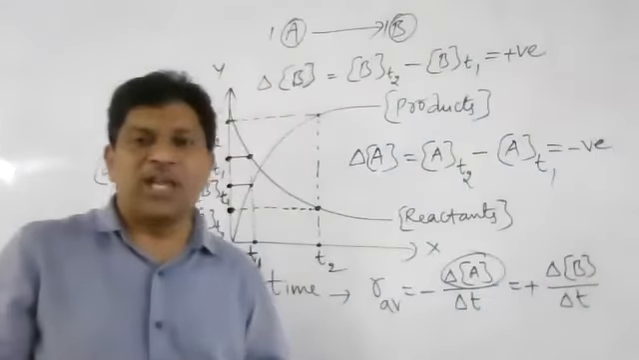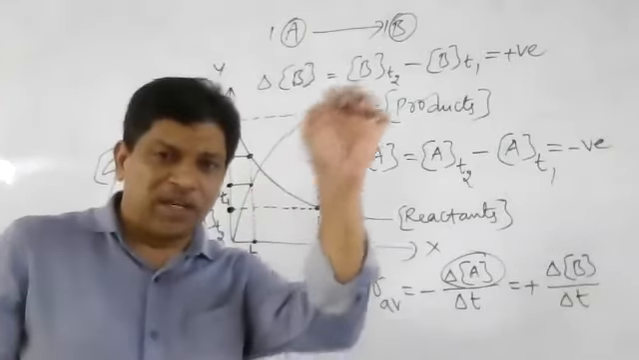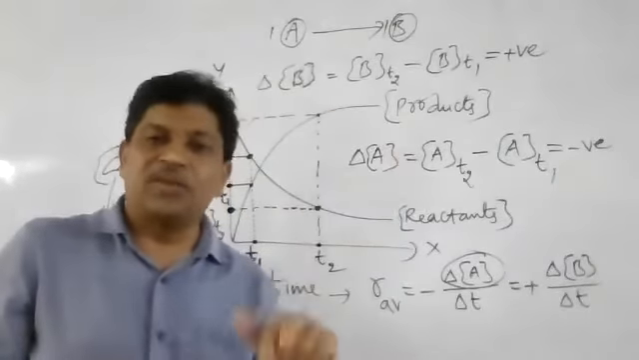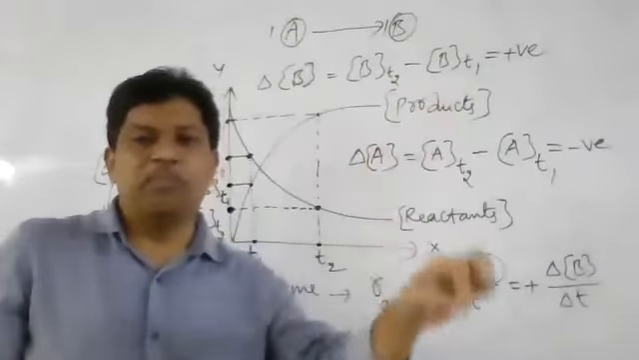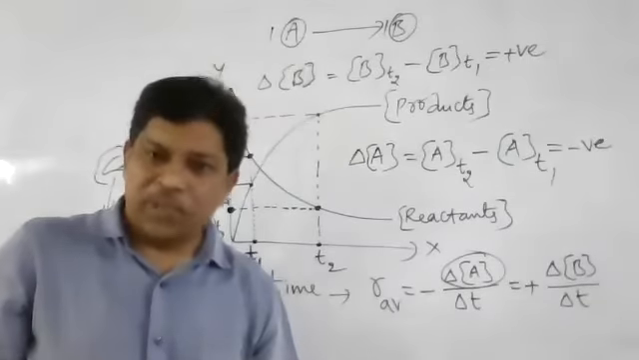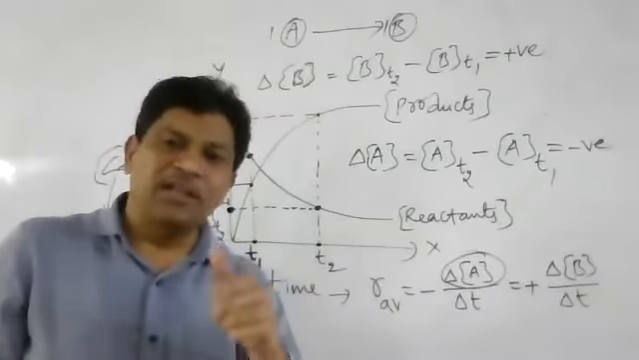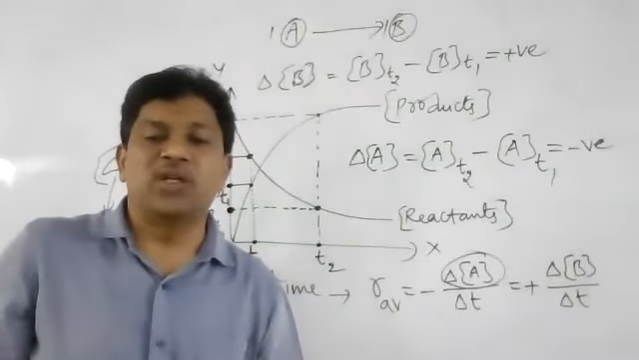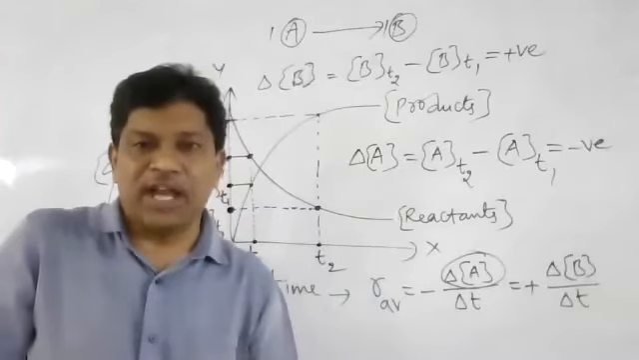The units of rate of reaction can be measured in moles per liter per time, or otherwise ATM per time. Either one we can use as the units of rate of reaction.